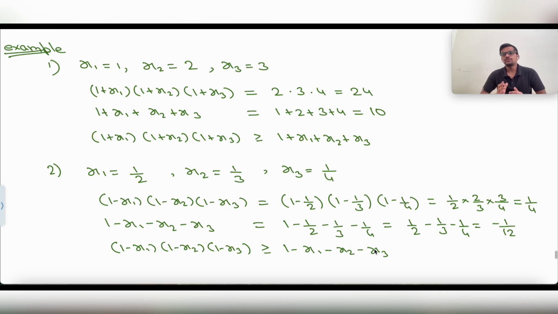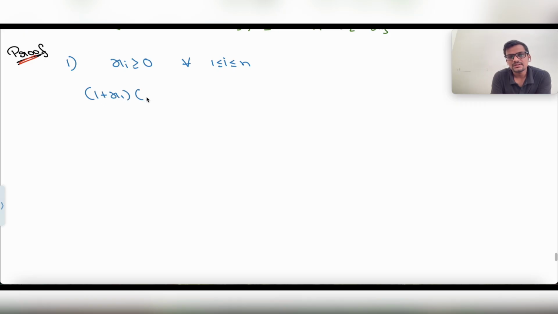Now we will see the proof of these two inequalities. So now we will move to the proof. I will prove the first one. The given condition is that the xi's are greater than or equal to 0 for all i between 1 and n. So if you write the left part, it will be (1 + x1)(1 + x2) up to (1 + xn).